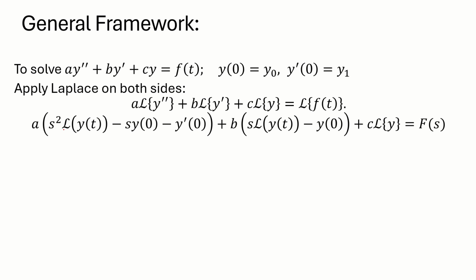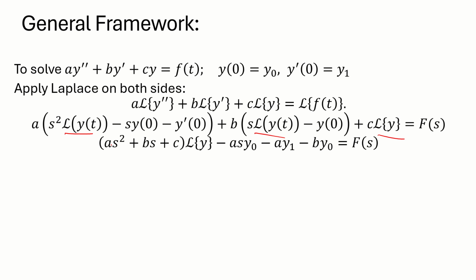Combining all the coefficients of Laplace of y of t, we get (a s square plus b s plus c) into Laplace of y, minus a s times y of 0, which is y0, minus a y1, where y dash of 0 is y1, minus b y0, because y0 is multiplied by b. And that is equal to F of s.